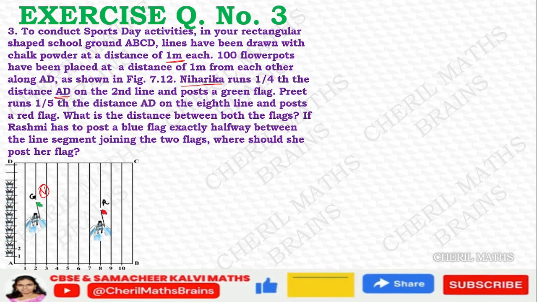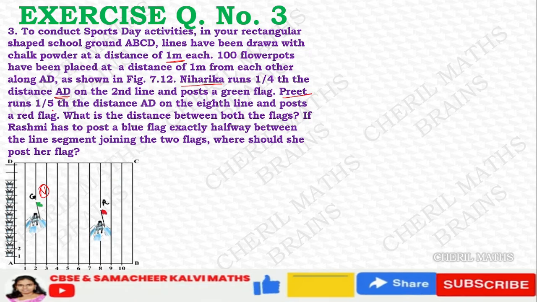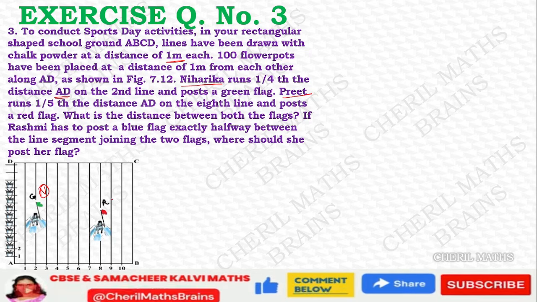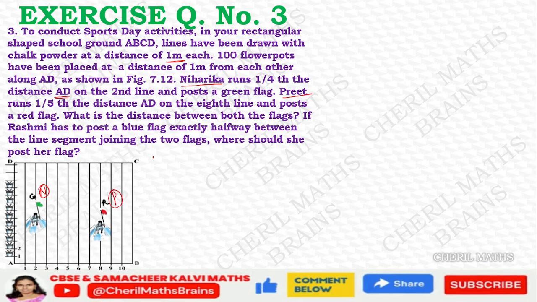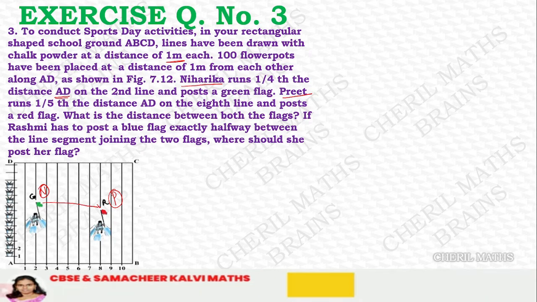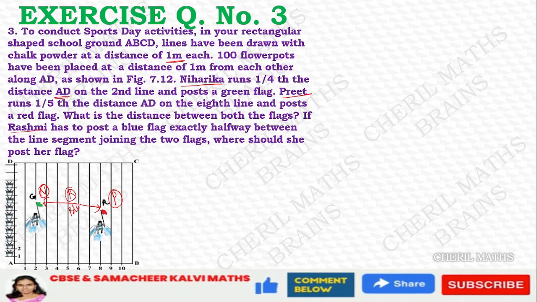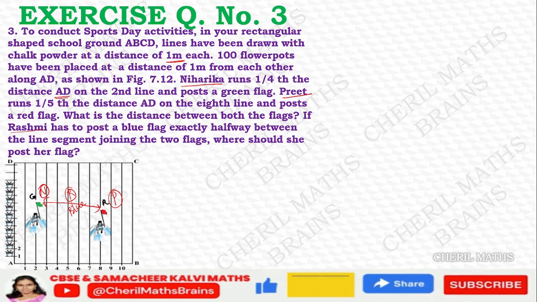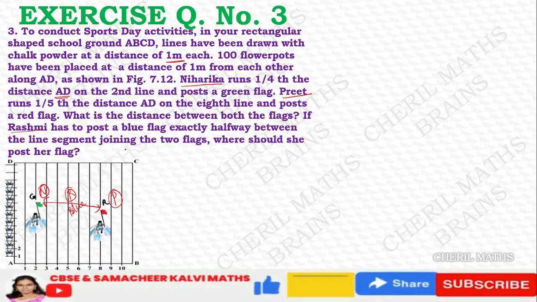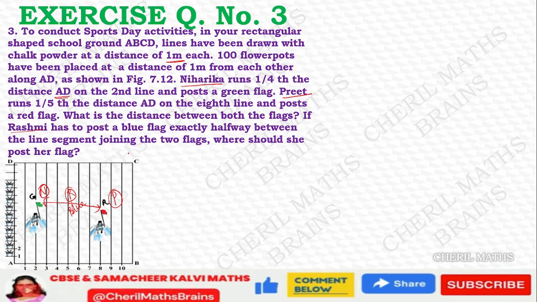Preet is another girl. So Preet is going to run 1/5 of the distance AD on the 8th line. So this is Preet. What is the distance between both the flags? So they want us to find the distance between both the flags. Rashmi is another girl who has to post a blue flag exactly halfway. So exactly halfway she has to post it.